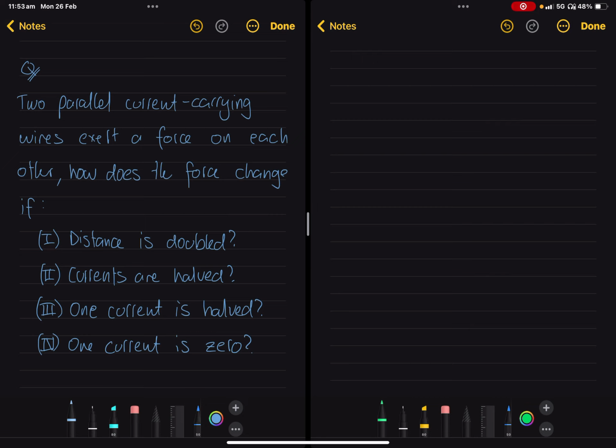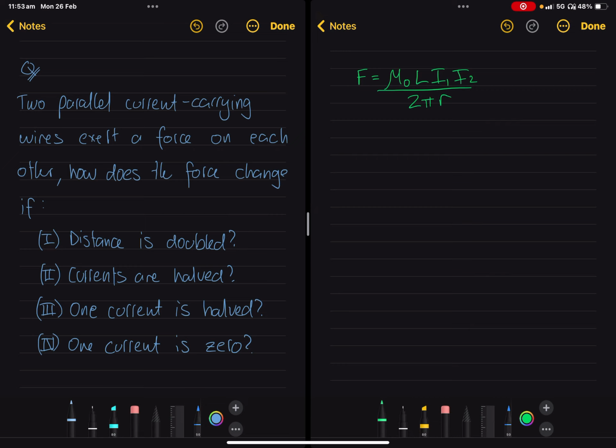Okay, so we need to use our force formula. So we have the force is mu naught times the length of the wire times current 1 times current 2, divided by 2 times pi times the distance.